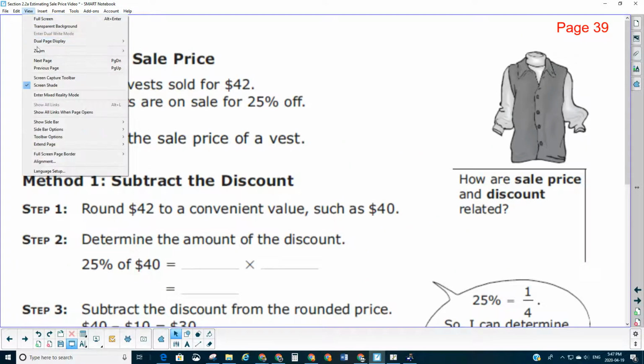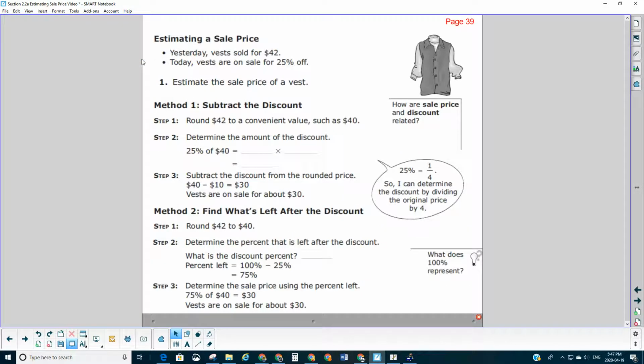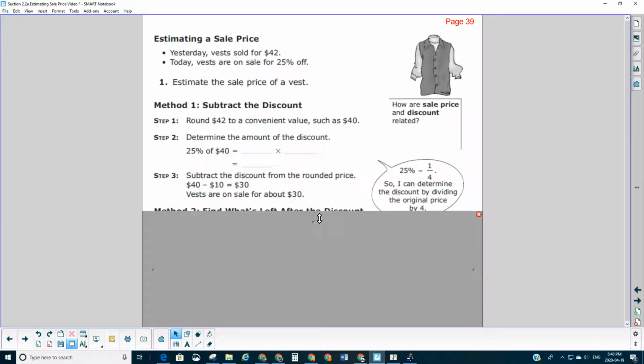Okay, let's move over to page 38, or sorry, 39. So I'm just going to change the view here so we can see all of that. So on page 39, they have two methods to estimate the sale price. We're going to look at method 1 first, and then do a question, and then we'll come back and look at method 2. So right now we're just going to cover up method 2 for a second, and on page 39 only look at method 1.